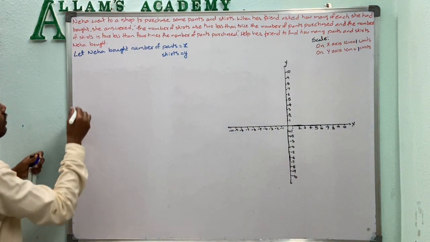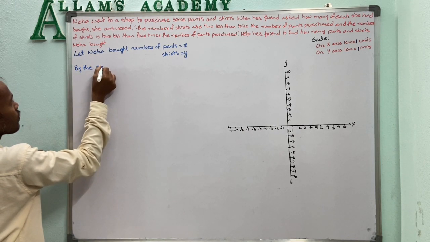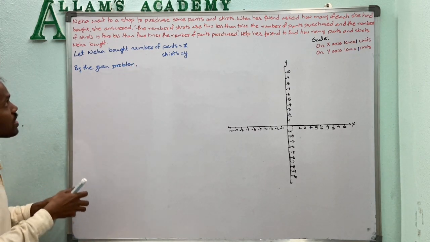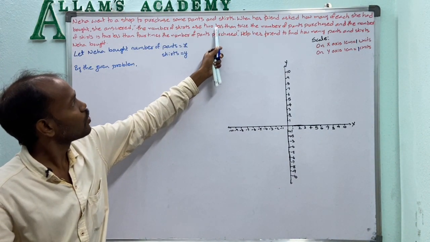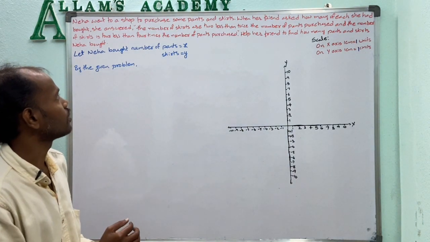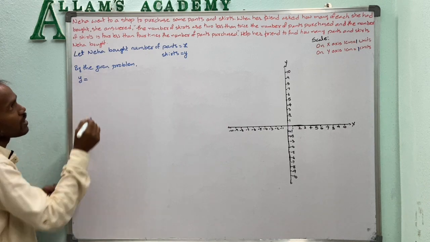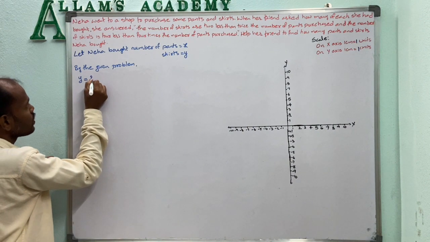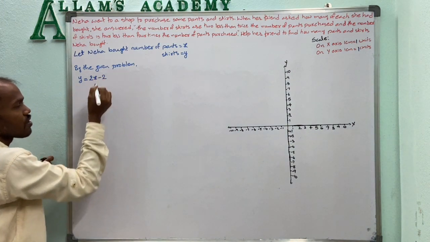Now by the given problem, the first condition is given: the number of skirts is 2 less than twice the number of pines she purchased. So the number of skirts y equals twice the number of pines. Pines are x, so twice is 2x, and 2 less, so y = 2x minus 2.